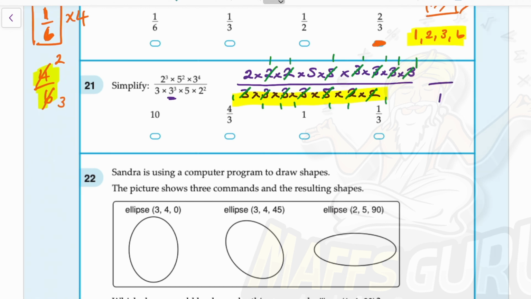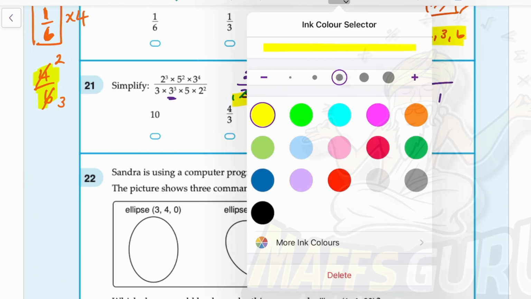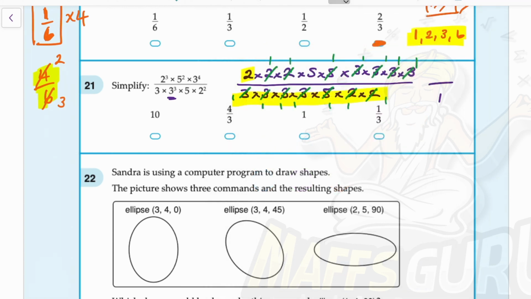What have I got left in the top? Well, I've got 2 and a 5, and that's it. It's literally 2 times 5. 2 times 5 is 10, and 10 on 1 is 10, so my correct answer there would be 10.